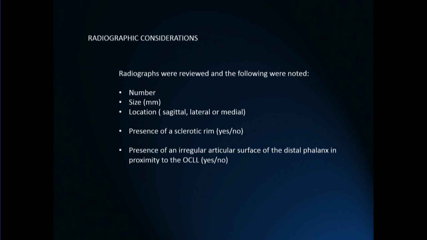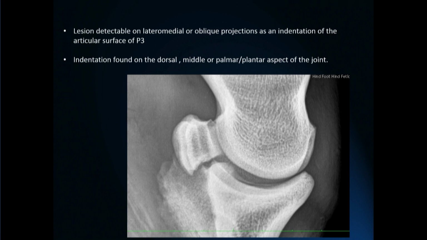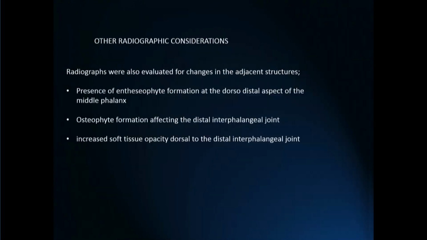We also looked at whether the lesion could be detectable on lateral or oblique projections as an indentation of the articular surface of P3, and when these indentations were noted, whether they were found on the dorsal, medial or palmar/plantar aspect of the joint. We also considered whether there were other radiographic changes in the adjacent structures, such as the presence of enthesiophyte formation at the dorsal distal aspect of the middle phalanx, osteophyte formation affecting the coffin joint, or an increased soft tissue opacity dorsal to the DIP joint.